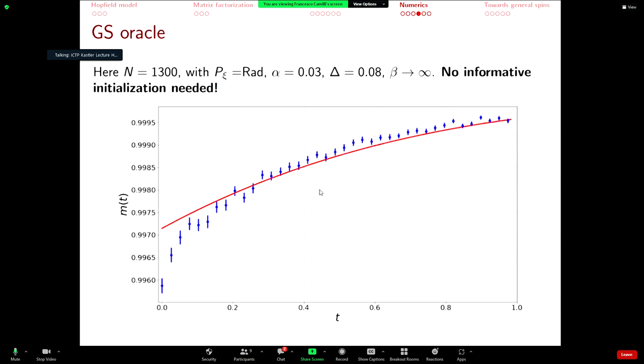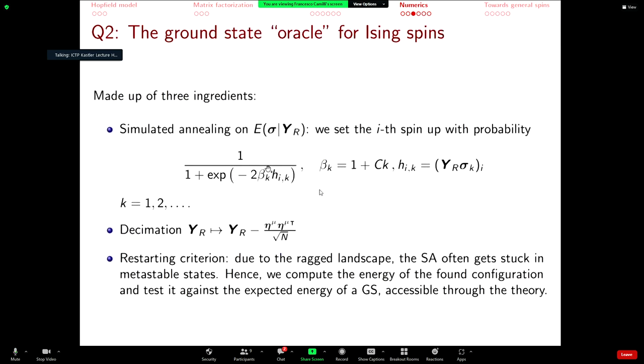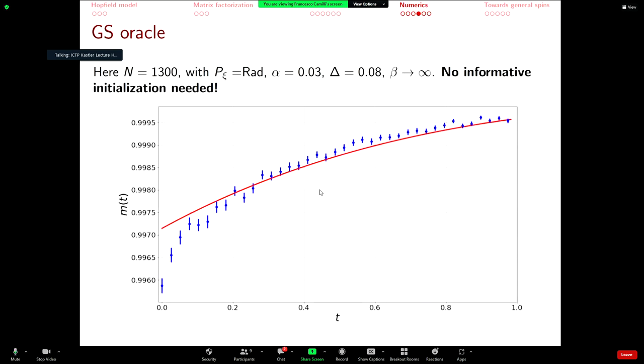All right, so how does this ground state oracle, we called it oracle, work? Well, it works pretty fine. It is not in as striking agreement with the theory as the previous AMP was, but it needs no informative initialization. So this is, again, for Rademacher prior. The simulated annealing routine is particularly simple with the Rademacher prior. The dimensionality is 1300, and alpha is 0.03. So it's not really high rank still, but it is extensive, strictly speaking. So the ground state oracle manages to get through, okay? Sometimes it reconstructs exactly the pattern with no error, when the noise levels are low enough.